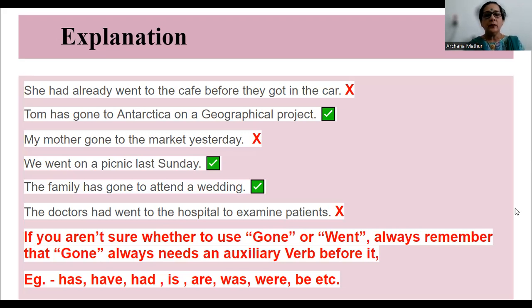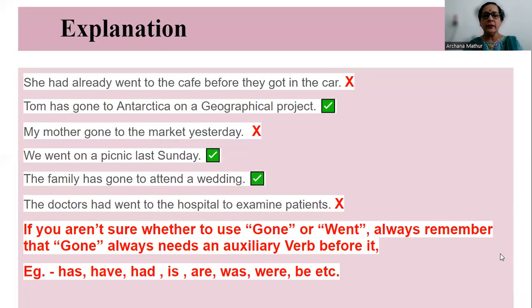Okay. Now, if you aren't sure whether to use gone or went, always remember that gone will need an auxiliary verb before it. It could be has, have, had, is, are, was, were, be. Like, be gone from here. Or they were gone before we could arrive at the venue. So these are auxiliary verbs. So if we say the doctors had went to the hospital, it would be wrong because went does not require an auxiliary verb.